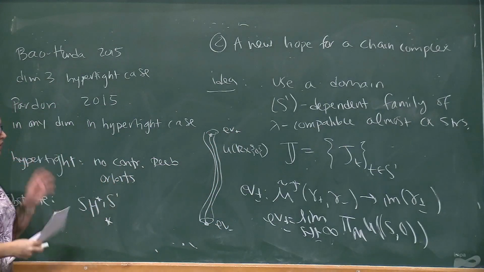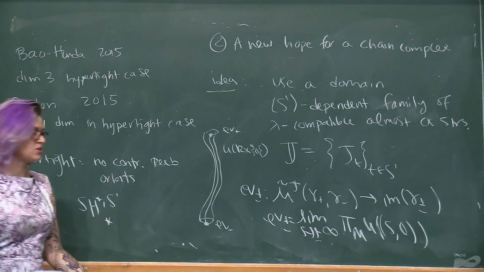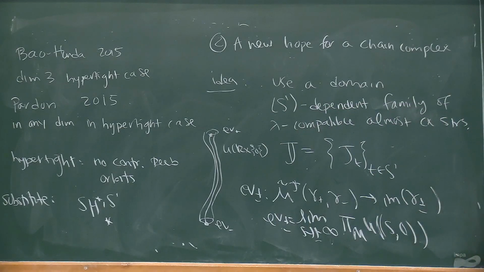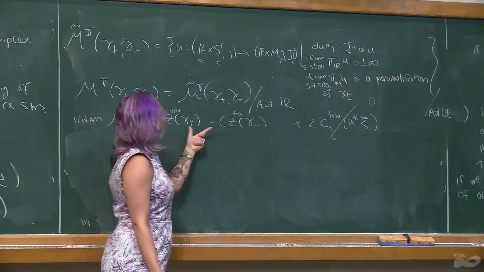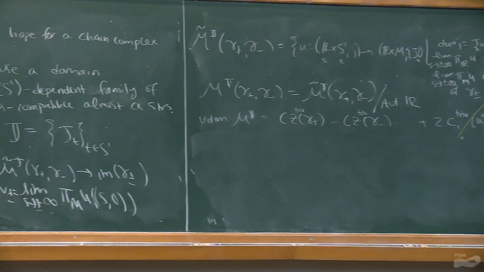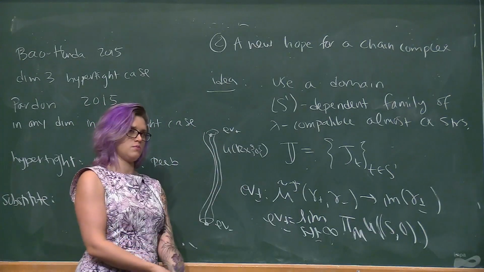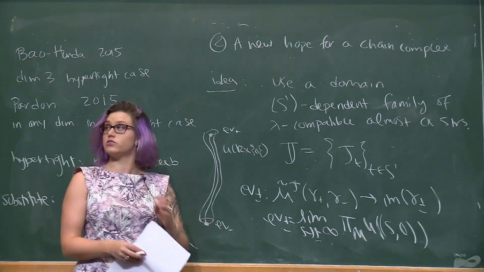And so using these evaluation maps, you could then consider a moduli space where the index difference of the Conley-Zehnder indices is 1, and then by imposing a point constraint at the top or a point constraint at the bottom, that would cut down the dimension by 1, and you'd be looking at a zero-dimensional moduli space.